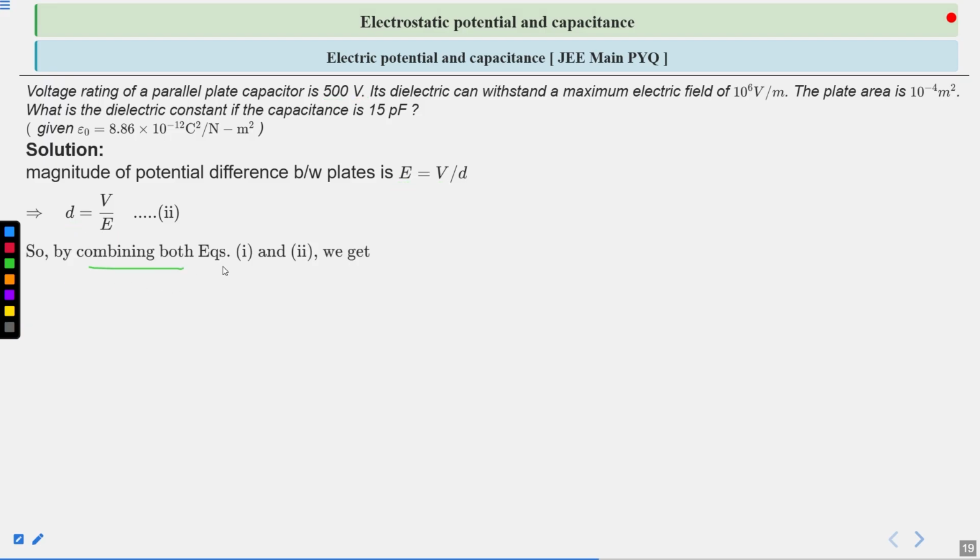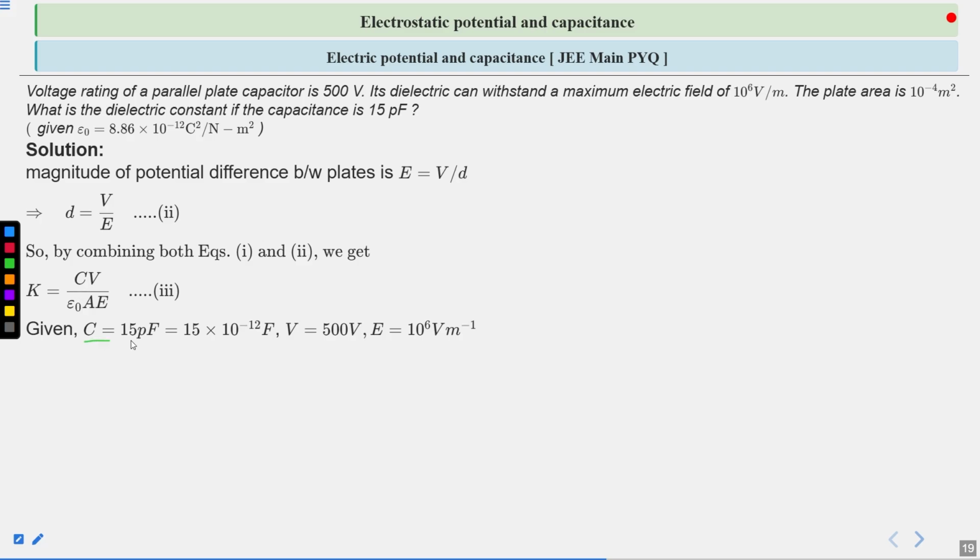By combining both equations 1 and 2, after putting the value of D in equation 1, which is C equal to epsilon naught A K upon D, we get K equal to C V upon epsilon naught A E. Put this as equation 3.